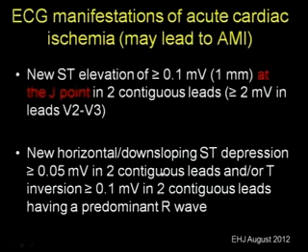ST depression is when it is at least a millimeter, because we don't measure half a millimeter, in at least 2 contiguous leads. They may or may not be associated with T wave changes, and the lead should have a predominant R wave.